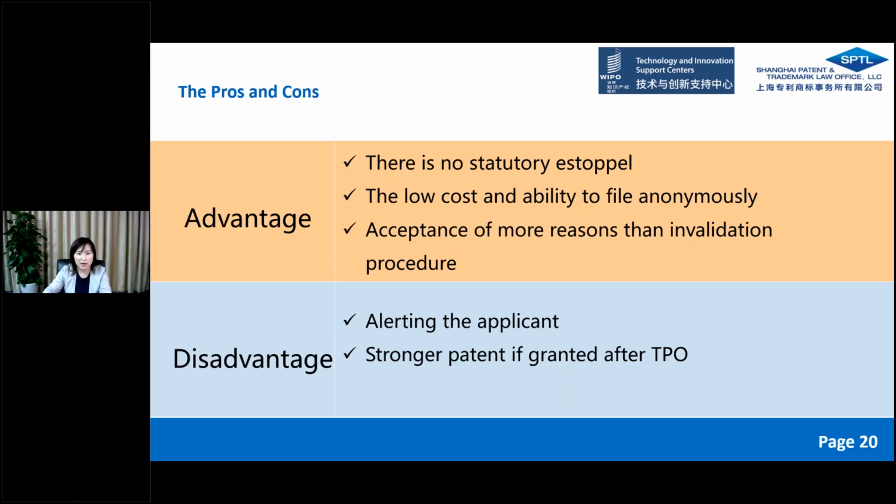Compared with the invalidation procedure, the cost of observation is much lower. There is no official fee for submitting the public observation, and the attorney fee may be only 1/5 to 1/8 of the expenses for the patent invalidation proceedings. There is no filing fee for submitting observations in China, and the procedure is very simple. No translation of the reference documents is necessary, and observations can be submitted anonymously.